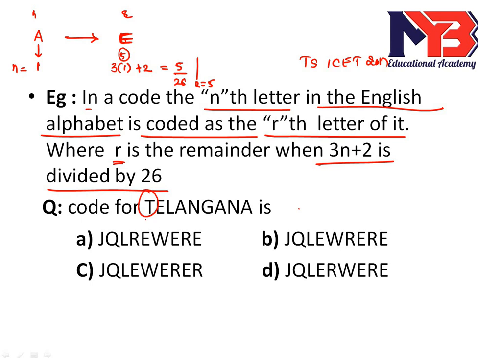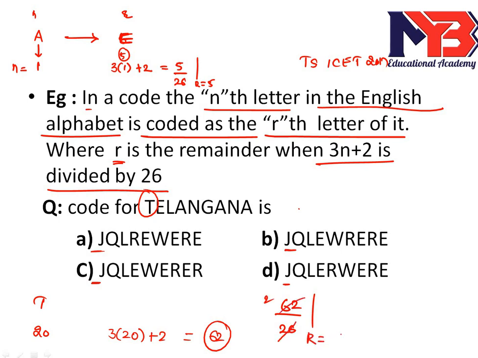If you look at it, I need to find out the T code. I'm observing the option choices. After observing the option choices, I realized that all the options are starting with J only. That means T must be coded as J. So you observe, what is the T position? T position is 20. That means the n value is 20. It is coded as the rth letter. What is the rth letter? 3 into 20 plus 2, that is nothing but 62. If I divide 62 by 26, what is the remainder? 26 into 2 will give you 52 and we are left with a remainder of 10. What is the 10th alphabet? That is J. So all the options start with J.